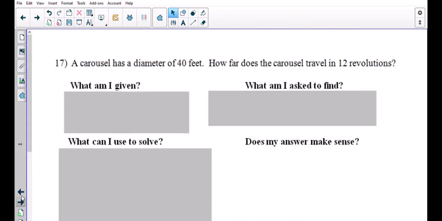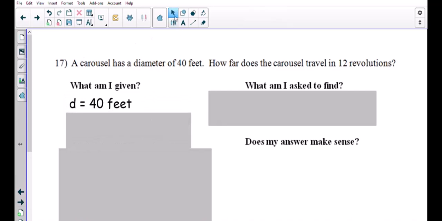All right, let's get into some word problems. So number 17, it says a carousel has a diameter of 40 feet. How far does the carousel travel in 12 revolutions? So I always want to start by thinking, what am I given in this case? Well, we know that we're talking about the diameter of this carousel to be 40 feet. So we're given the diameter of this thing.